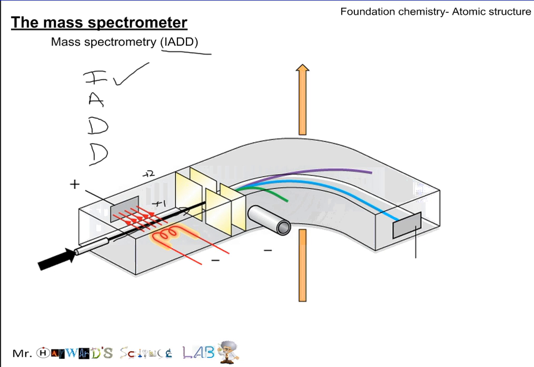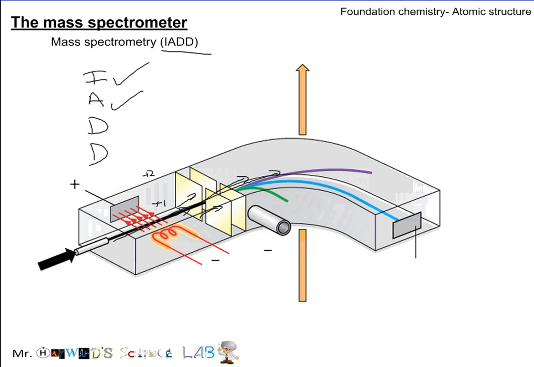The next stage is acceleration. The new ions pass through the negatively charged plates, and this causes them to accelerate. The extent of the acceleration is based on their mass. So heavier ions are going to be accelerated less, and lighter ions are going to be accelerated more. This acceleration stage also makes them into a narrow beam. So any that aren't in a beam are going to just hit the plates here and here and cause the rest to go into a narrow beam. So that's acceleration. Then we have deflection.